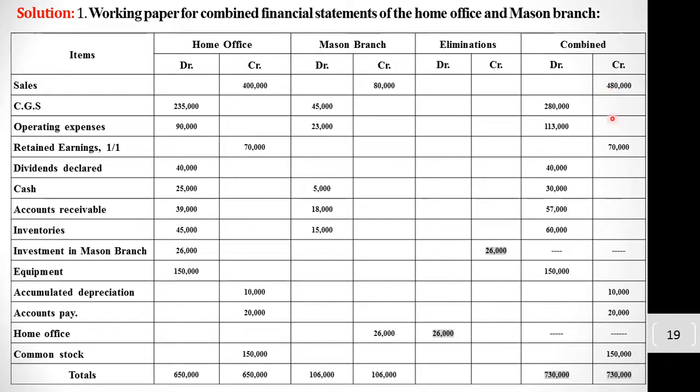Now, from this column, we are ready. From the combined column, we can prepare the combined financial statements. What are these? These are the income statement, the owner's equity statement, and the financial position statement or the balance sheet. We're gonna make the 3 financial statements like you're gonna see now.